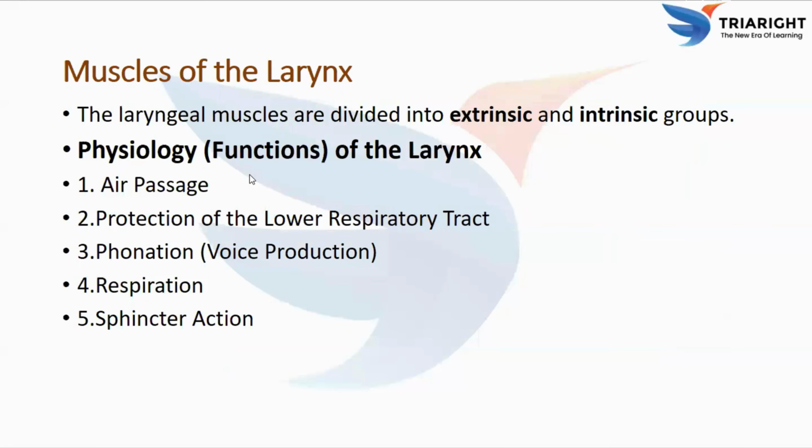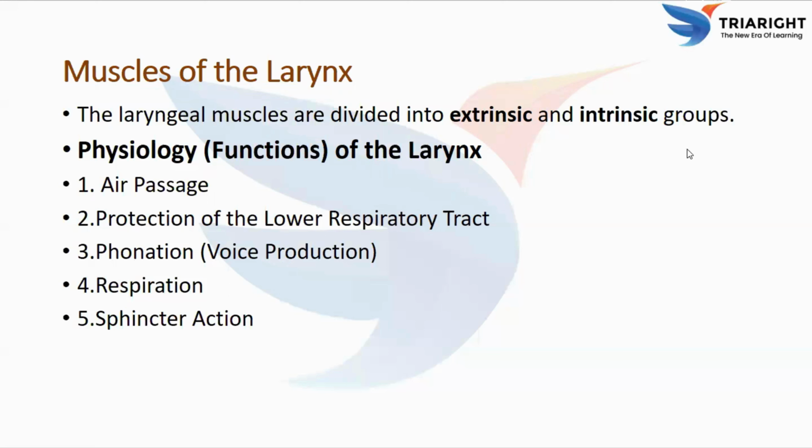So what are the muscles of the larynx? The laryngeal muscles are divided into extrinsic and intrinsic groups. So what are extrinsic muscles? These muscles are outside the larynx, but they are attached to it. Their job is to move the entire larynx up or down during activities like swallowing or speaking. So what are examples of extrinsic muscles? Sternothyroid, thyrohyoid and inferior pharyngeal constrictor.